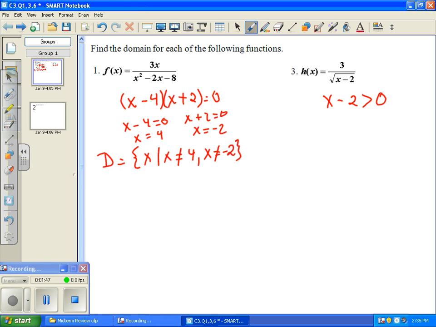So just solve that. So add 2 to both sides. So we want x to be greater than 2. So our domain for the second one is all such x's that x is greater than 2.